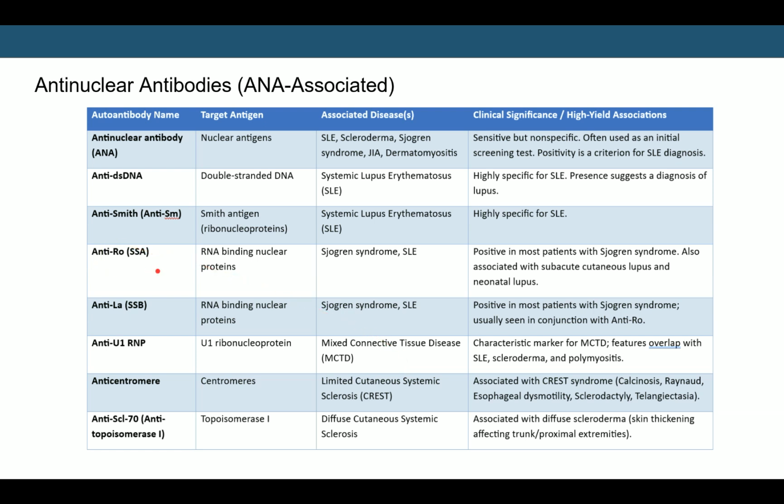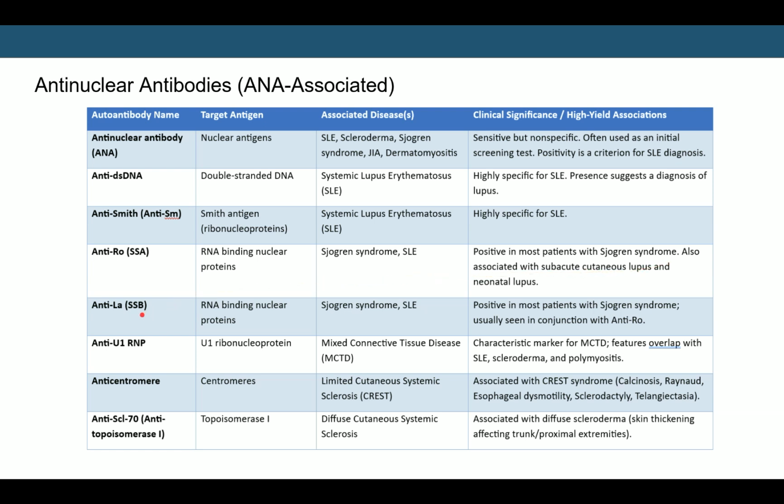So the anti-Ro SSA target antigen is going to be the RNA binding nuclear proteins. As we said, it's associated with Sjogren and SLE. It's positive in most patients with Sjogren. It's also sometimes associated with subacute cutaneous lupus and neonatal lupus.